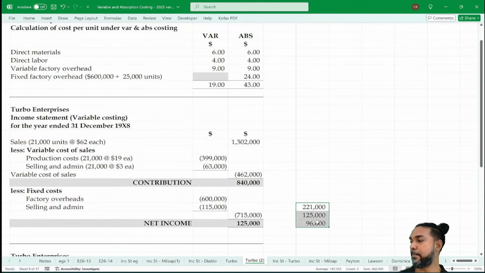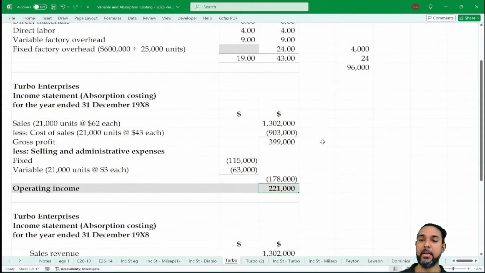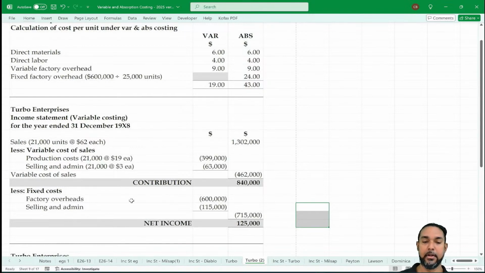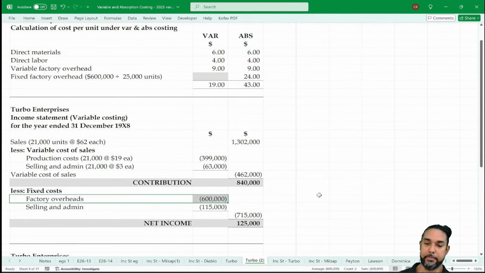So I kind of jumped the gun there, but I wanted to give you a peek behind the curtain before we got there, so that you're not wondering, well, what's the difference? Am I just going through the motions? No, right? That is why those two things differ. It is the treatment of the fixed factory overheads, the attachment of fixed factory overheads to units of inventory under absorption costing, and not doing that under variable or marginal costing, right?